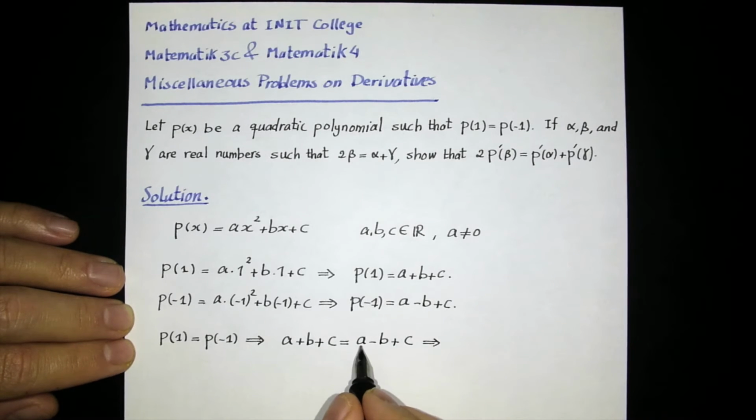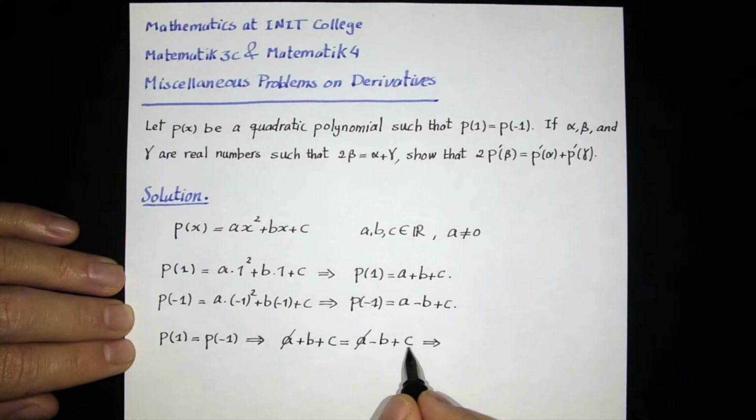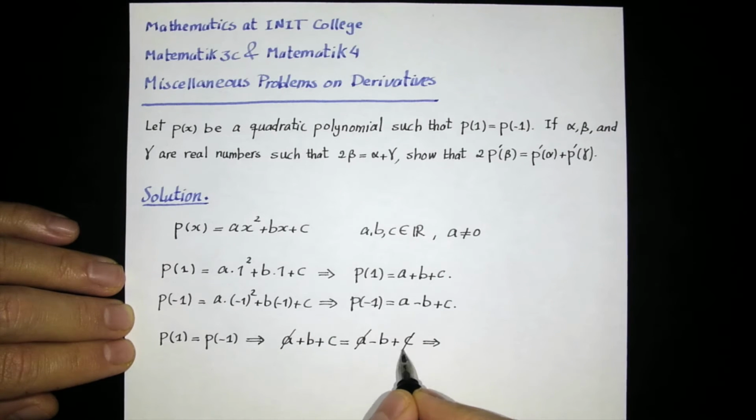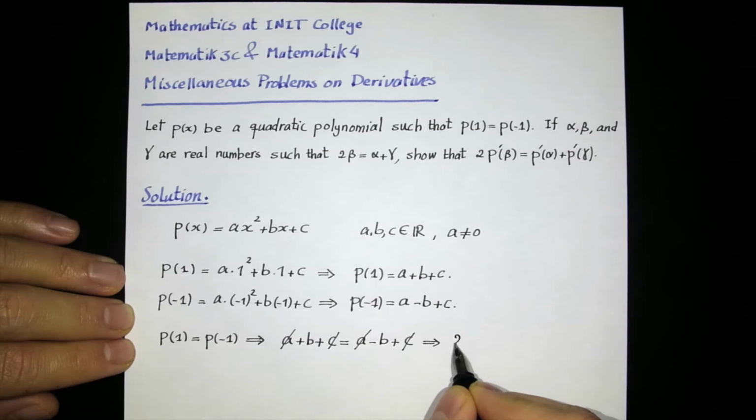Okay, and then I can move a to the left hand side. It becomes negative a, so this a and that a will be cancelled out. I can move c to the left hand side. It becomes negative c, so therefore c and c are cancelled. And I move minus b to the right. It becomes positive b. Another b is here, so it becomes positive 2b equals 0.